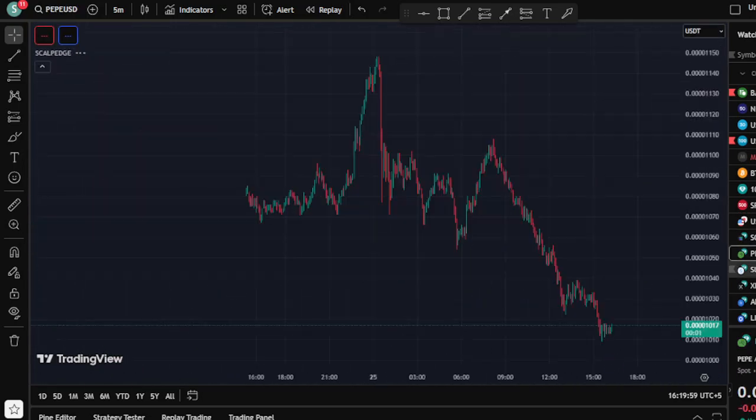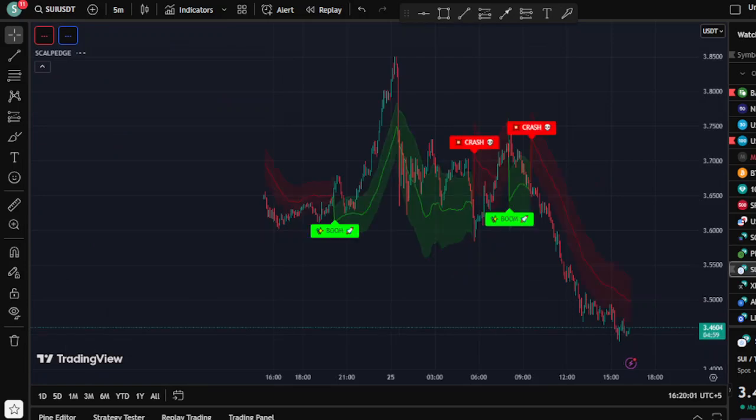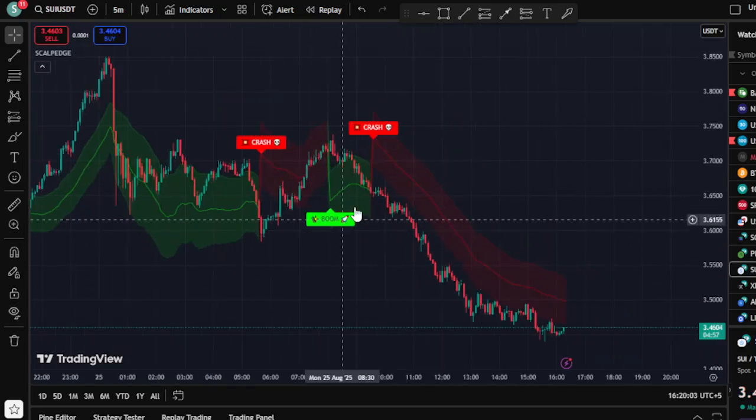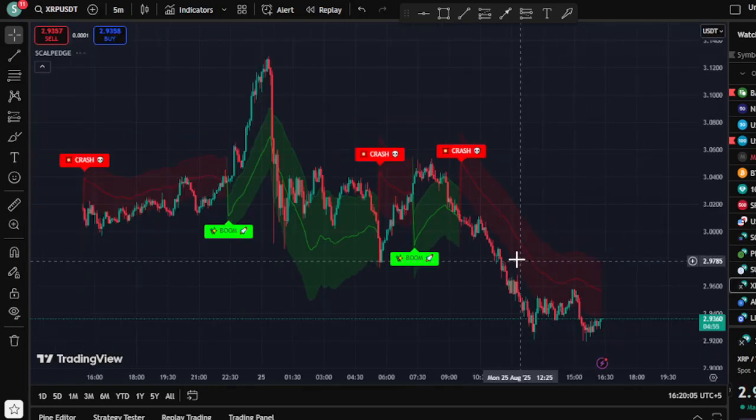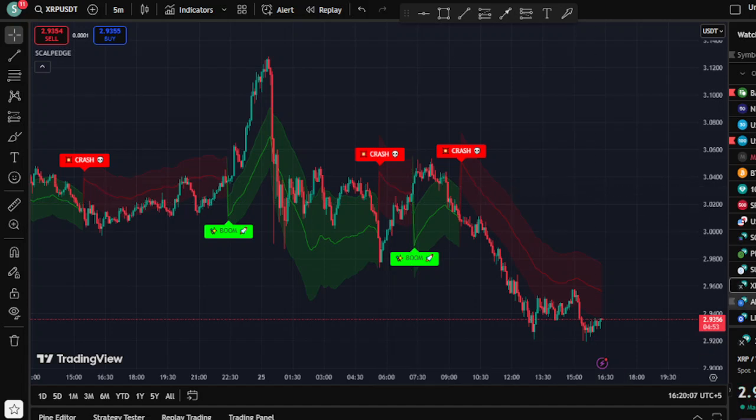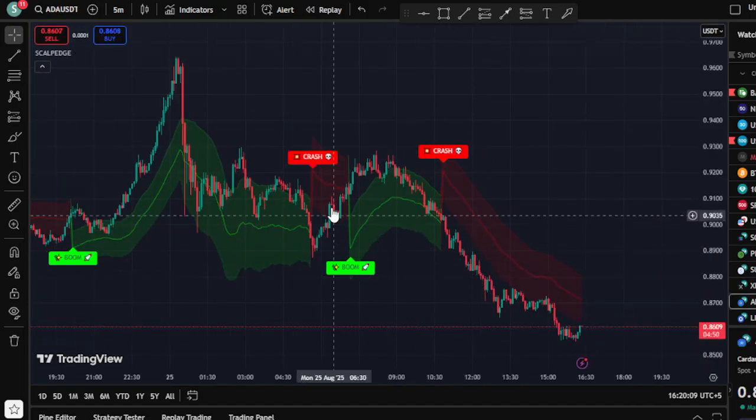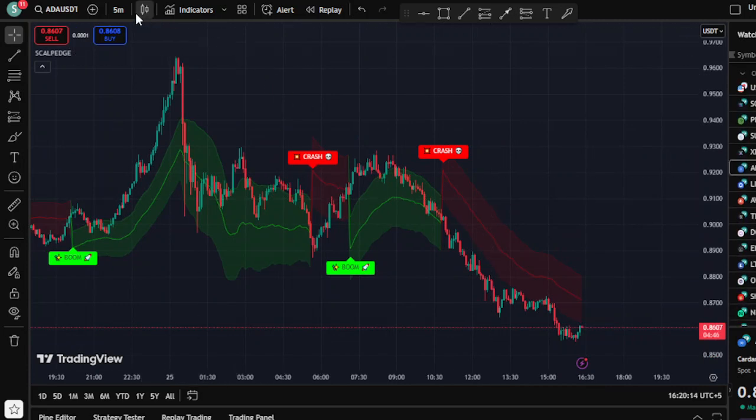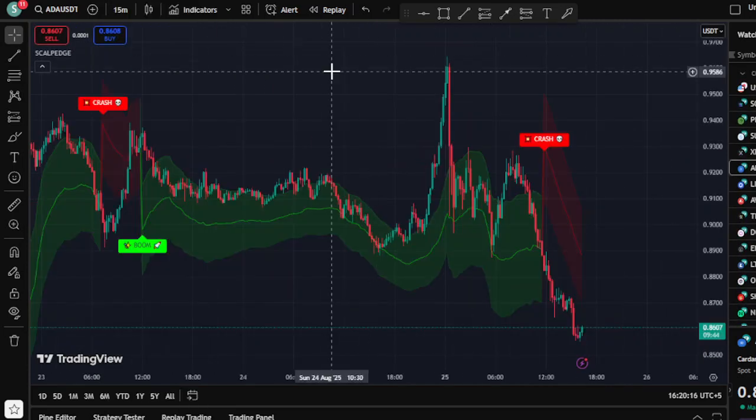You can see Sol, and this is Pappy, this is Sui USDT. Okay, so you can see there are different signals by this indicator, and some are for scalping, some are for swing trading. But normally when the signal goes in your favor, then definitely you can make a very good amount of money. Let's analyze the higher time frames.